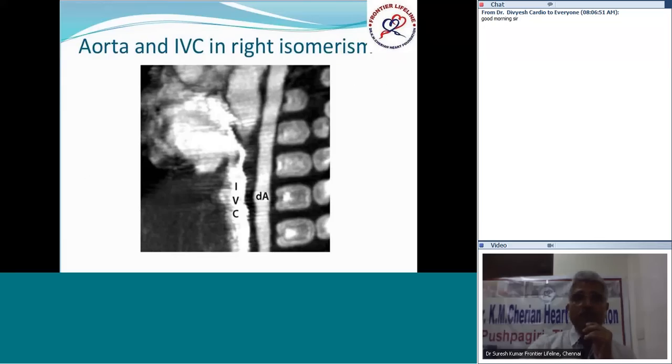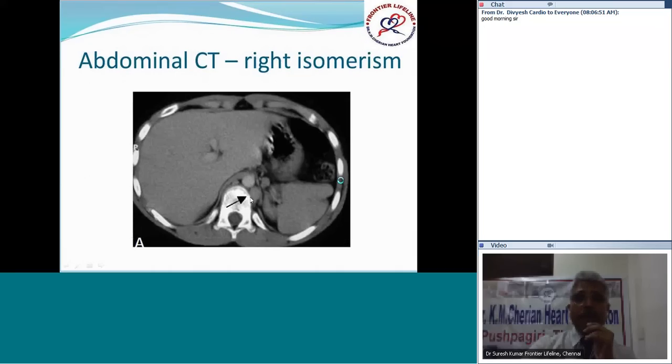This is a CT image which shows IVC and aorta on the same side of the spine. IVC here and descending aorta here on the same side of the spine. And if you see a cross-sectional view, you'll find that they are both on the same side, one in front of the other, IVC being in front.